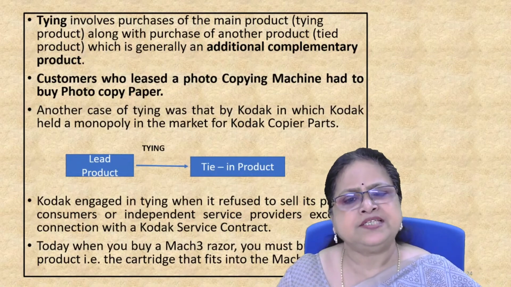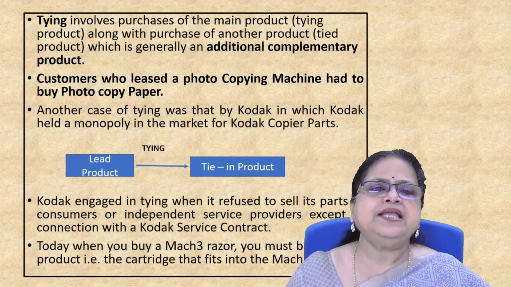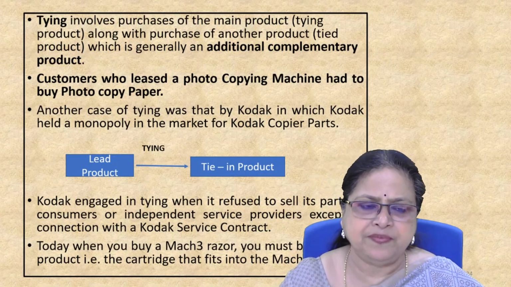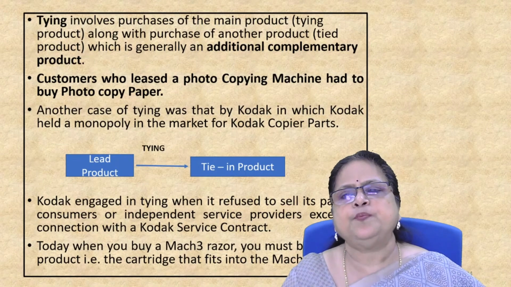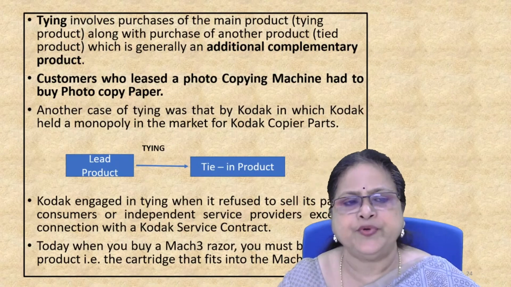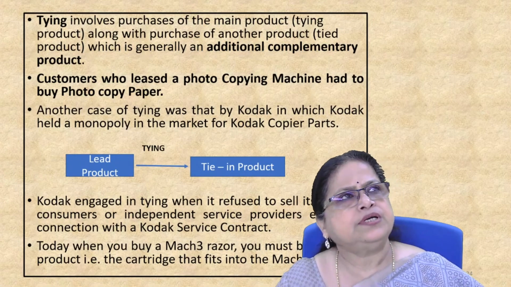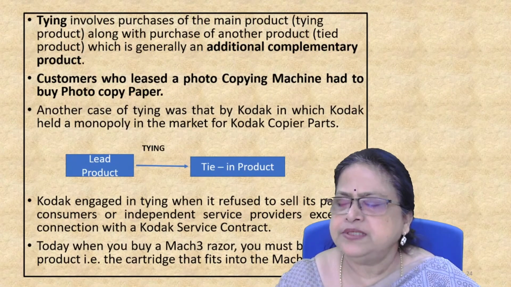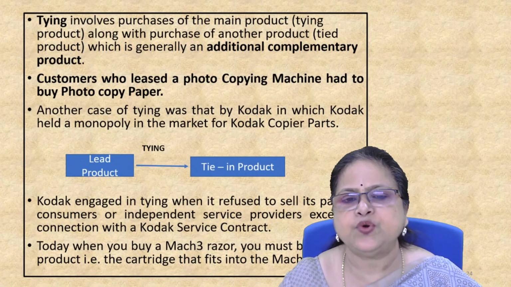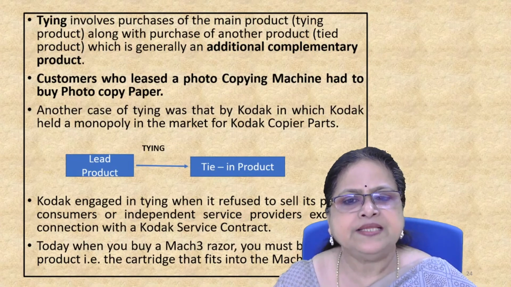Then tying means one product is tied to the other. There is your lead product, and then the tie-in product, another product tied to it. Tying involves purchase of the main product along with the purchase of another product, which is generally an additional complementary product. Like customers who leased a photocopying machine had to buy photocopy paper. It's not free; we have to buy another component. There are so many examples, you can find them out. Like the Kodak camera; nowadays cameras are not much bought, people are buying mobiles with cameras available in them.